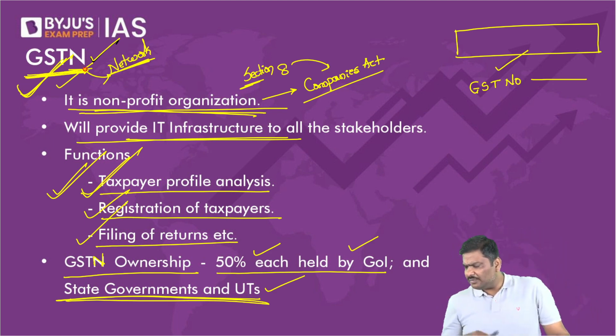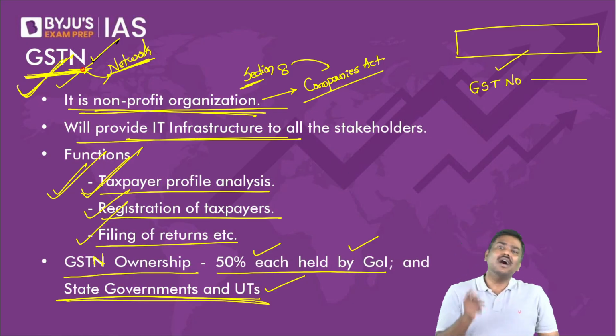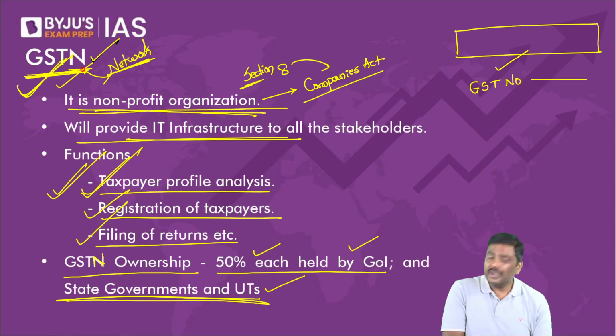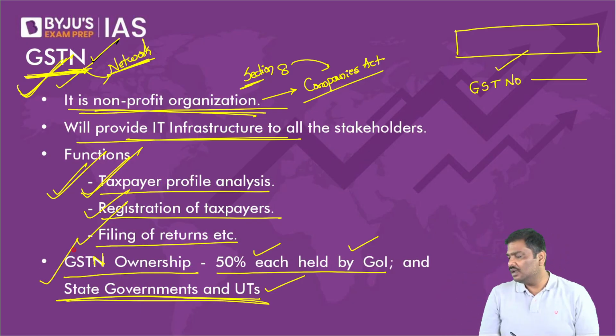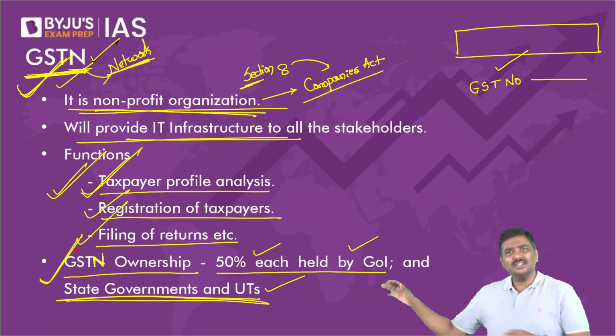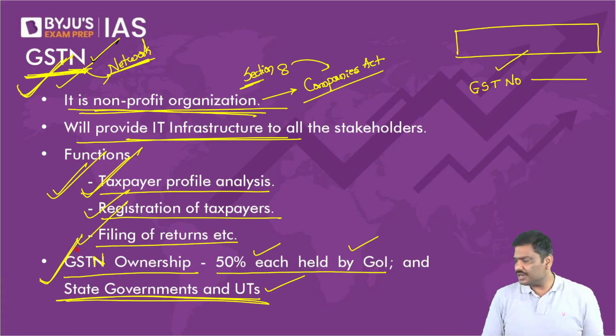Two months back, ownership 49% was with government, 51% with private entities. Earlier, that was the ownership structure. Now, this is the ownership structure. You can check the GST network website. Now, the ownership structure is this one: 50% with the central government, 50% remaining with the state governments. That is the new ownership structure.